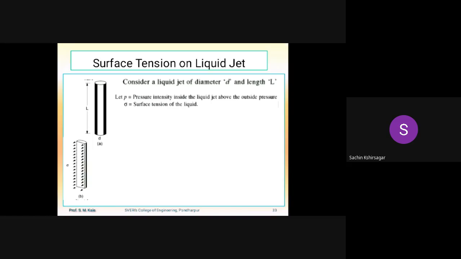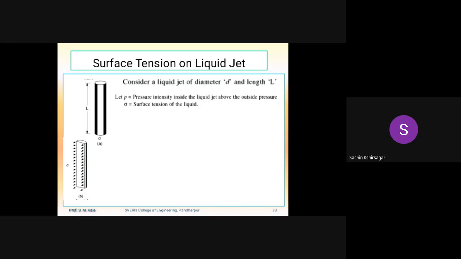Now if I take the cross section or cut section of this jet of liquid, then you will observe that at the interface between liquid and air, there will be the action of the surface tension or tensile force. Here sigma is nothing but the tensile force acting on that jet of liquid, and that jet of liquid has length L and diameter D.